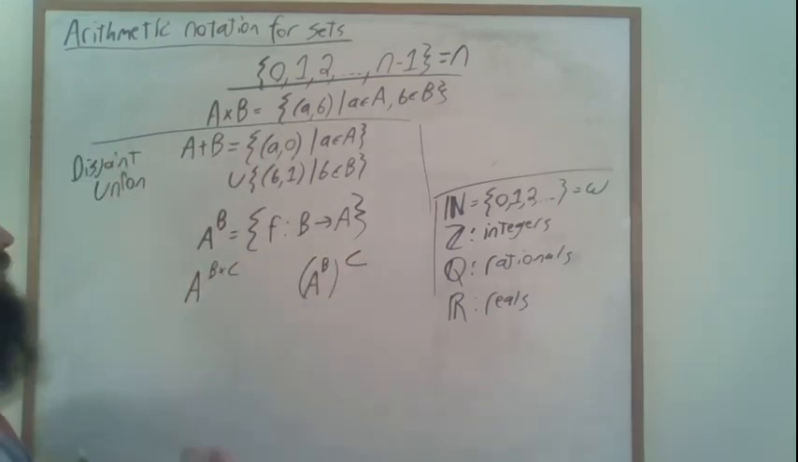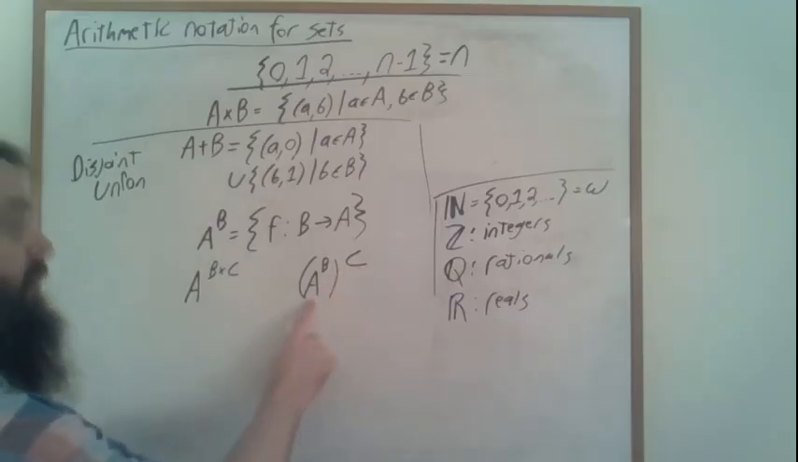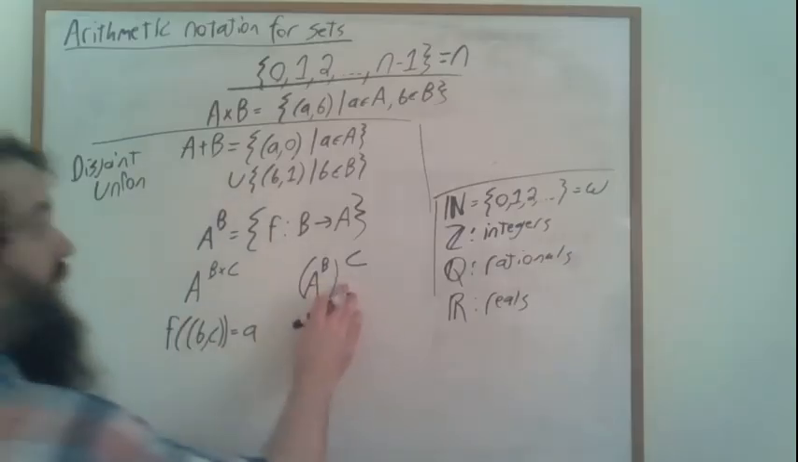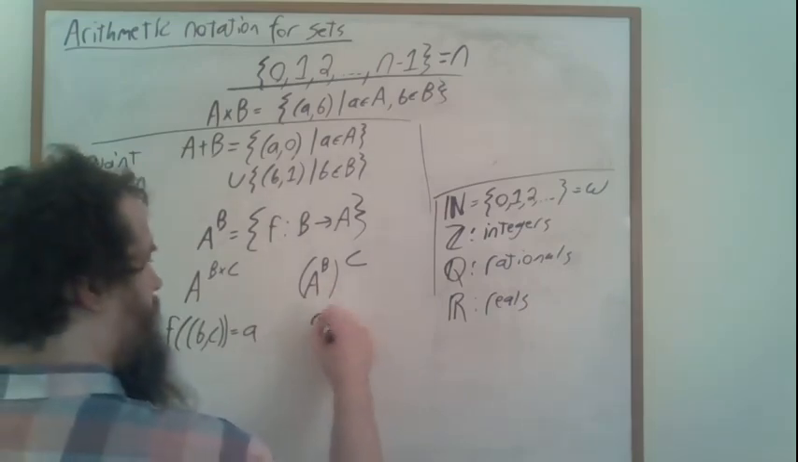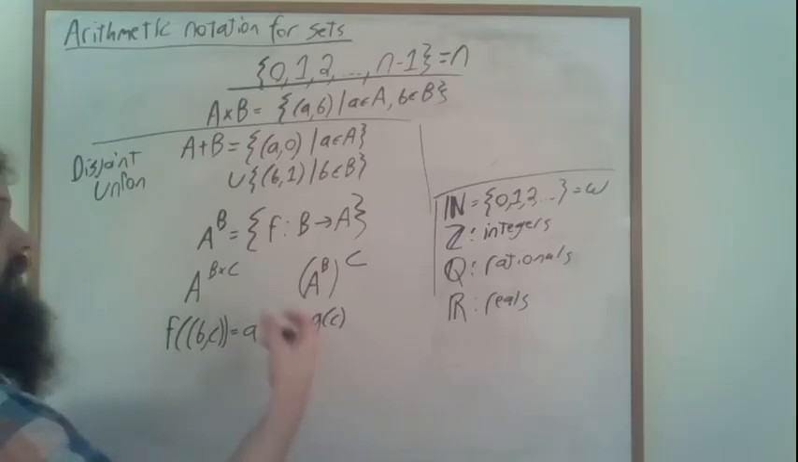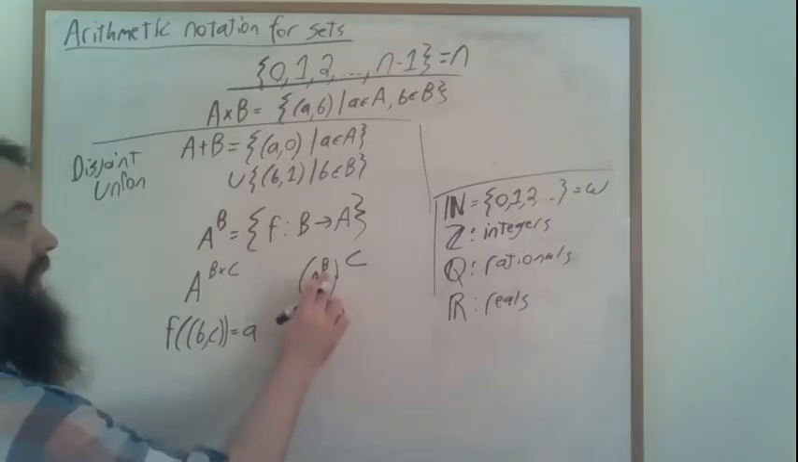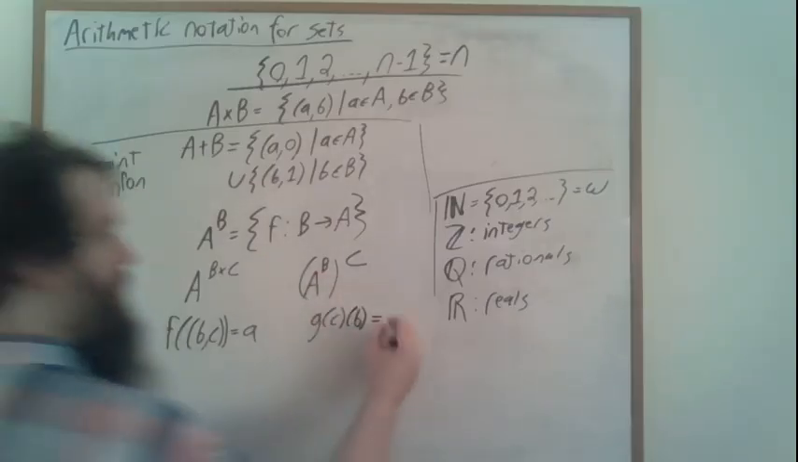Another question we might ask is whether or not there's a correspondence between functions from b cross c to a and functions from c to functions from b to a. If we have an element of this, it's going to be some sort of function f that takes in pairs of an element from b and an element from c and outputs an element from a. And over here, we're going to want some sort of function g that takes in an element of c and spits out a function. So g of c is going to be a function that takes in elements of b and spits out elements of a.